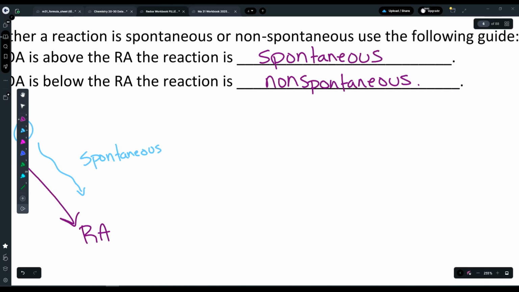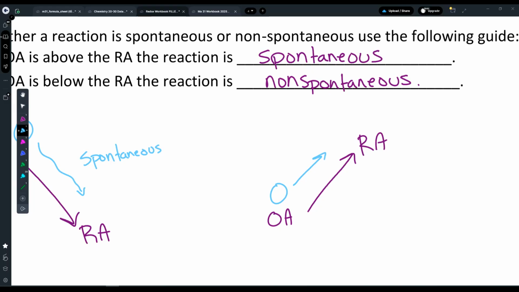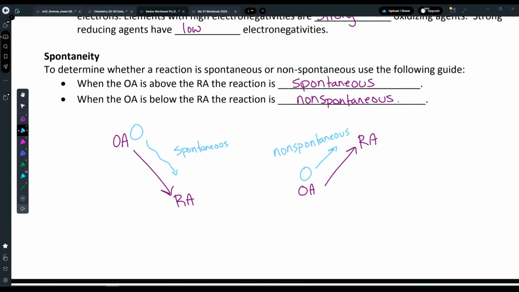However, if we do a similar drawing, except the OA is below the RA, you could think of a ball rolling uphill. That's non-spontaneous. You have to put energy into it. You have to roll that ball up the hill in order to get it to the top. Okay? So same deal with spontaneous and non-spontaneous reactions. A spontaneous reaction just goes, whereas a non-spontaneous reaction, you have to add energy to it, whether that's heat or maybe it's electricity. You just have to add energy in order to make it go. Okay, so that's how you can remember the spontaneity rule here to help you determine if a reaction is spontaneous or non-spontaneous. So this is very important.